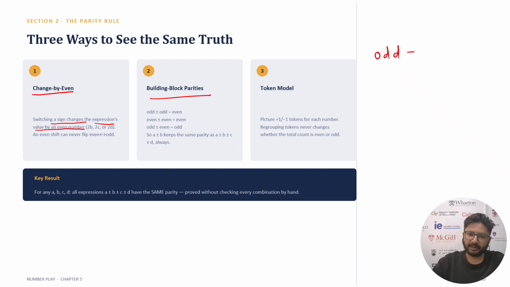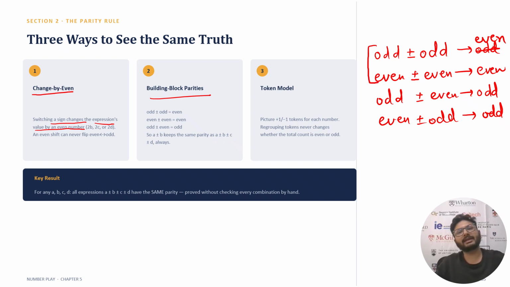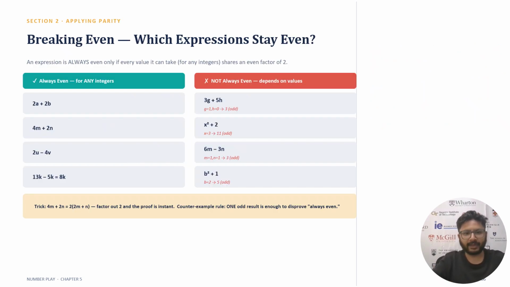Okay, building blocks for parities, always remember a few things. When you add or subtract two odd numbers, it will always produce even. If you do the same thing with two even numbers, it will always produce even. When you are doing odd plus or minus even, it will produce odd. And even plus or minus odd will produce odd itself. So if both are odd or both are even, it will produce an even number. If one is odd and the other is even, it will produce an odd number. Need to remember this.